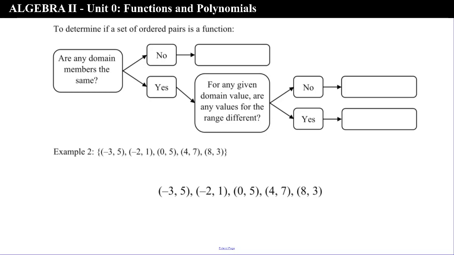So if we want to identify a function, we may be given a set of ordered pairs, and you see that here at the bottom of the page. We'll get to this example in a moment, but let's talk about the different types of possibilities we could get out of our set of ordered pairs. Well, first of all, let's look at the domain members. That's our x values. Are any of the x values or our domain members the same? If none of them are the same, so all of our x values are different, then you can stop right there and you can determine that we have a function.